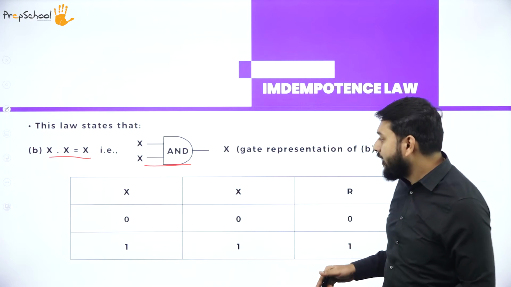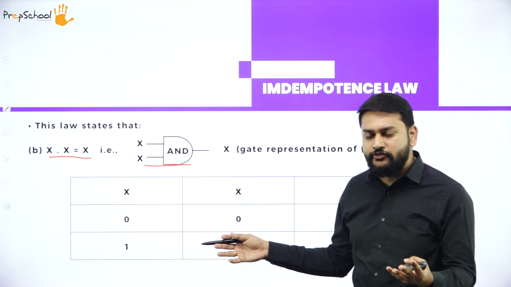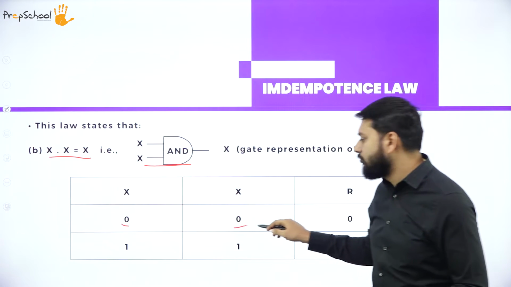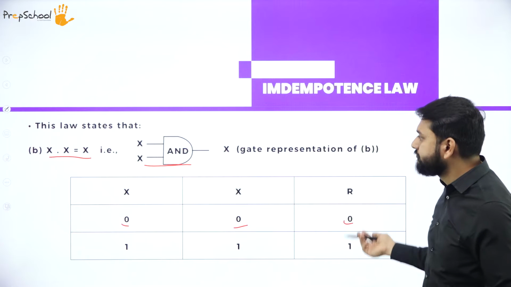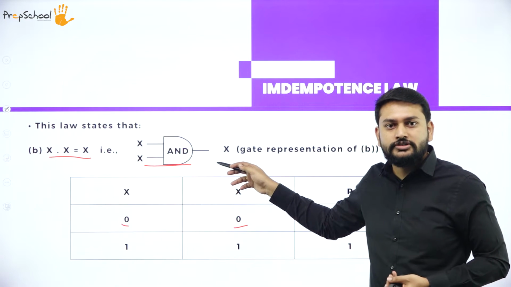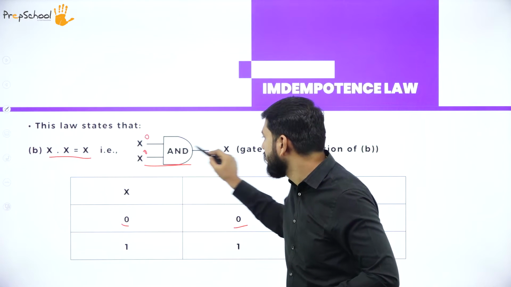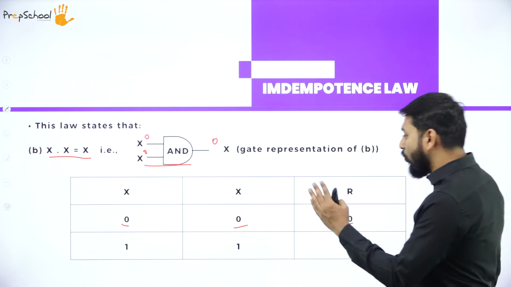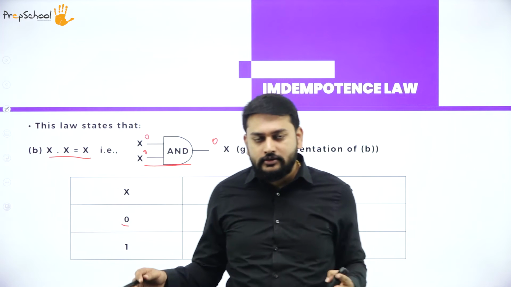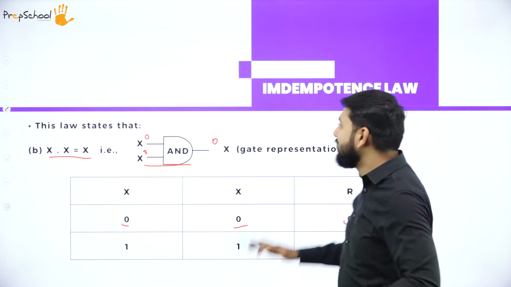Let me take 0 first. When my x is 0, both the x values are 0, right? So 0 into 0 is obviously 0. So all the values are 0. In the same way, when my x is 1, 1 into 1 gives me 1. So that's how I prove this law.